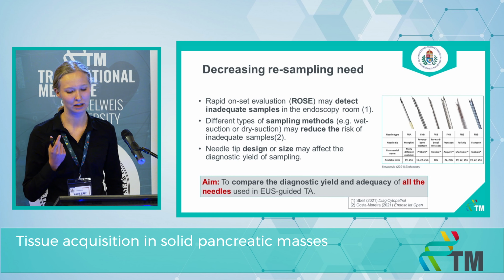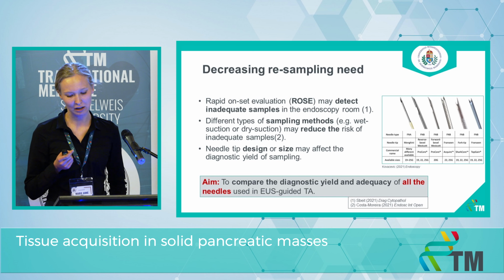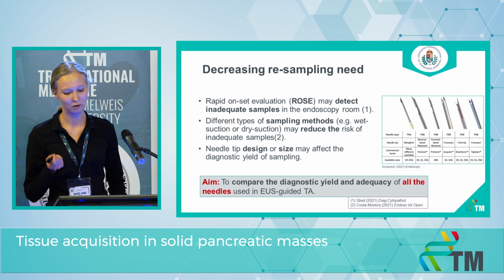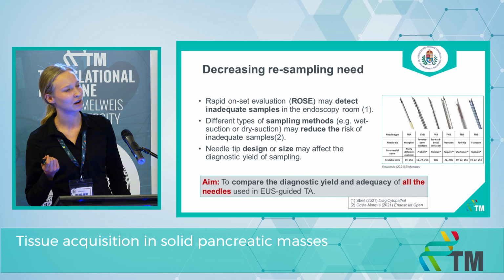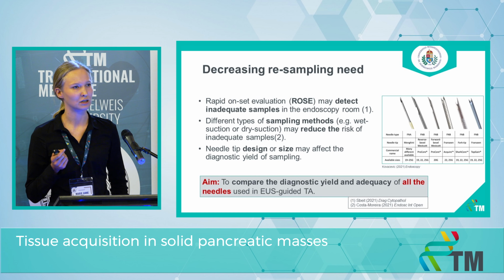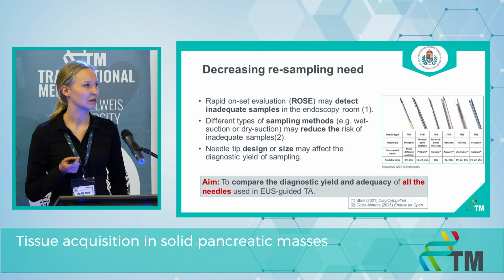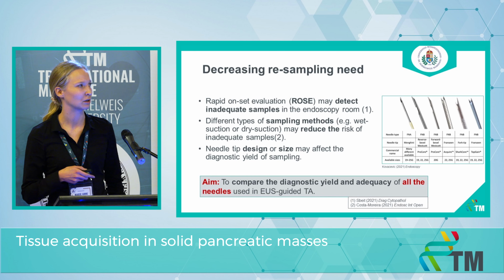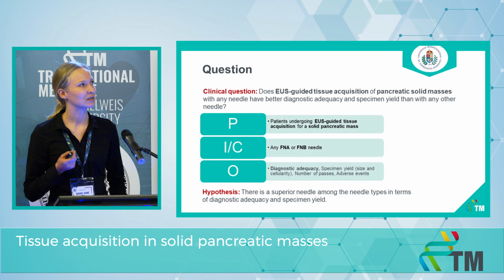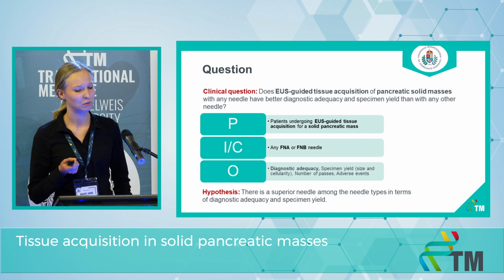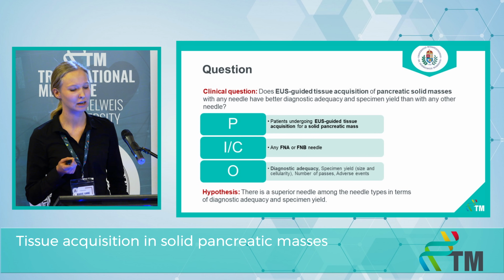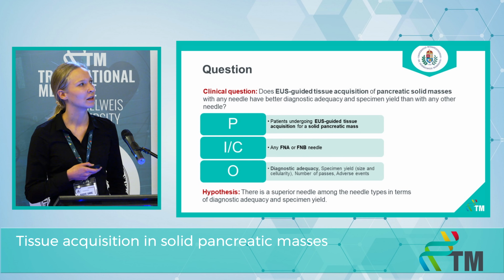You see here the types of needles that are used. You have the Mangini type needle for FNA, or the reverse or forward beveled Westcott for FNB, as well as the Francine and fork tip, which are newer designs of needles. These all exist in different sizes. So my aim is to compare the diagnostic yield and adequacy of all the needles that are used in endoscopic ultrasound-guided tissue acquisition. The question is if endoscopic ultrasound-guided tissue acquisition of pancreatic solid masses with any needle has a better diagnostic adequacy and specimen yield than with any other needle.